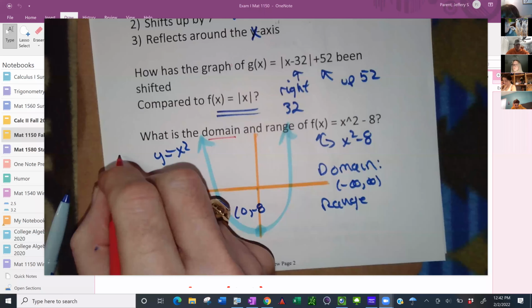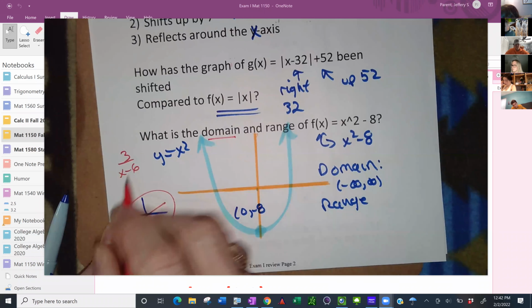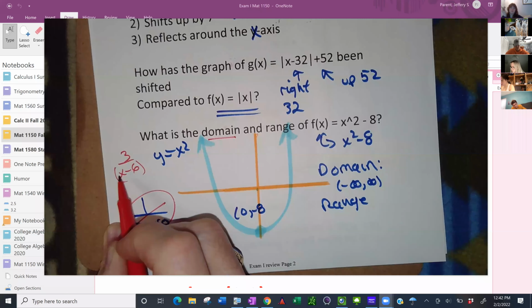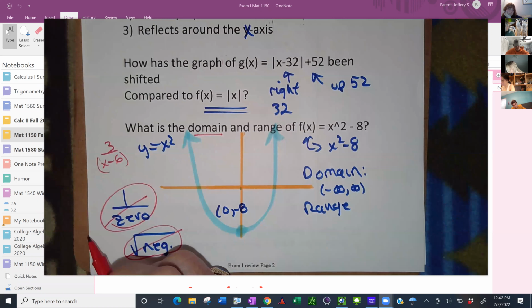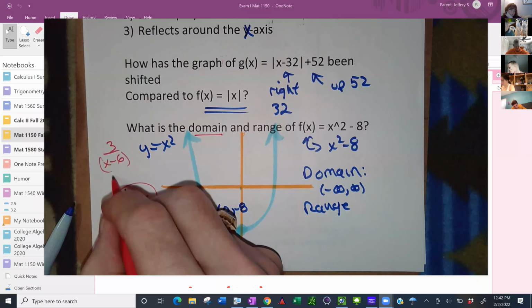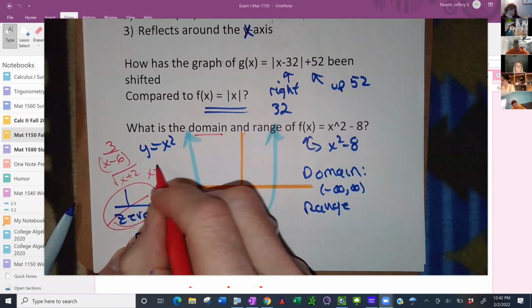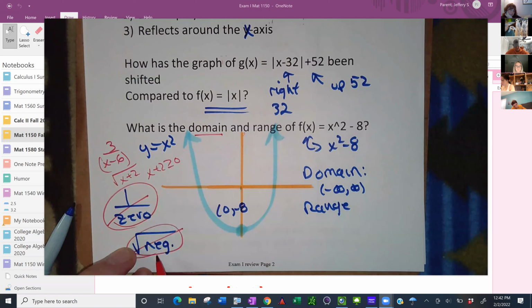3 over x minus 6. Then I couldn't put x equals 6 into that because 6 minus 6 would be 0, and I'd end up dividing by 0. So I'd have to throw that out of my domain. Likewise, if I had the square root of x plus 2, I'd have to make sure that x plus 2 is greater than or equal to 0 so that I don't get a negative underneath the radical.